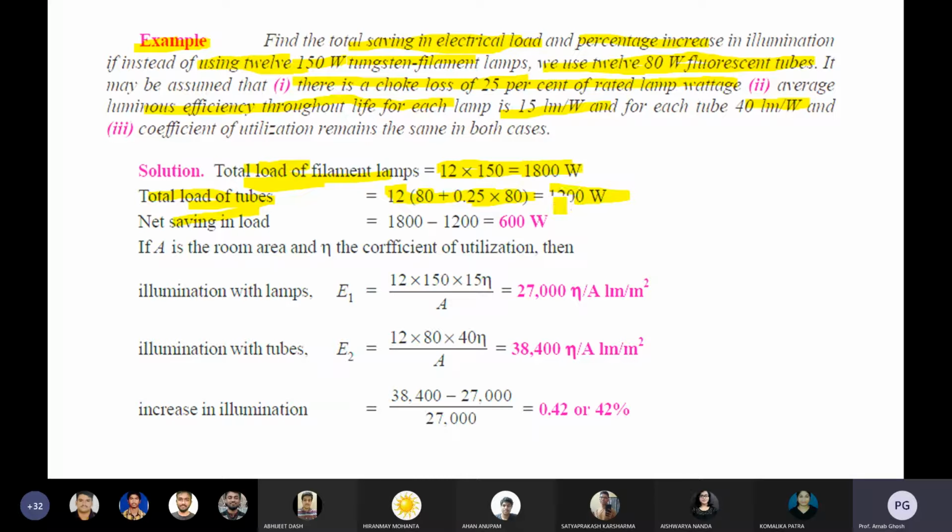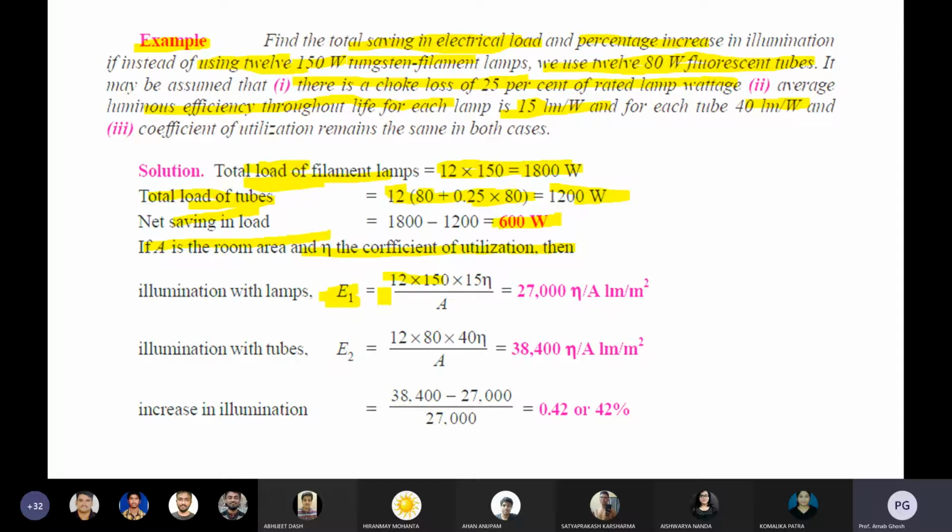A is the room area and eta is the coefficient of utilization, or utilization factor. You know the formula E into A equals 12 into 150 into 15 into eta. So you get the value of the illumination of the lamps, E1, equal to 27,000 eta per A, in lumen per meter square. Similarly, you also get the illumination of the tube, that is E2.